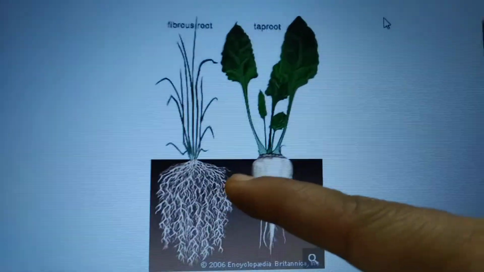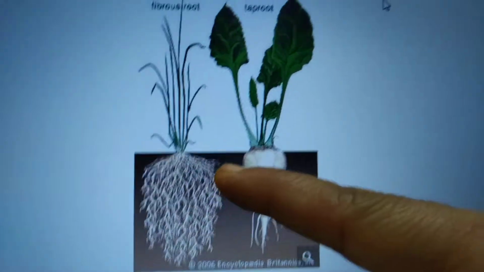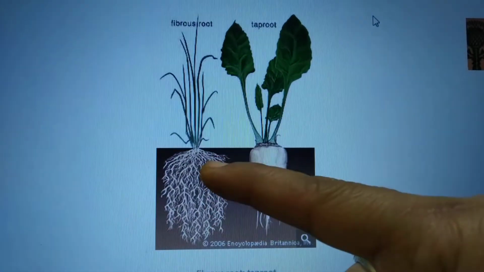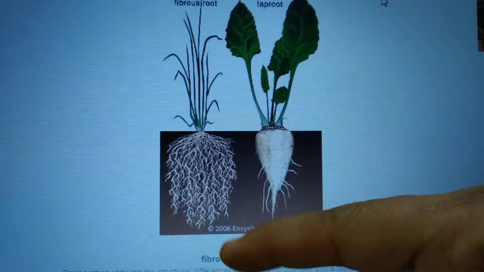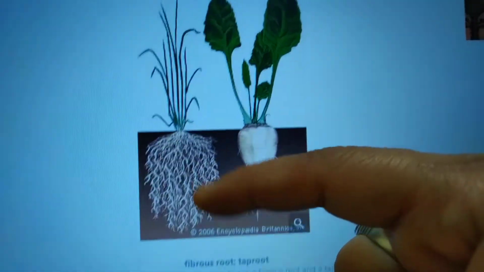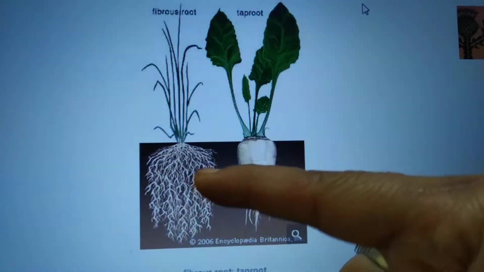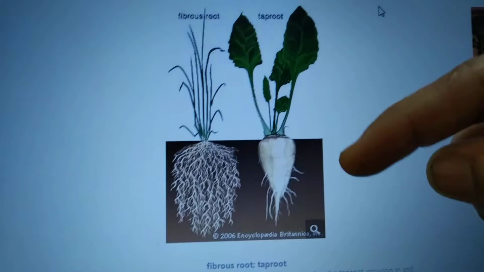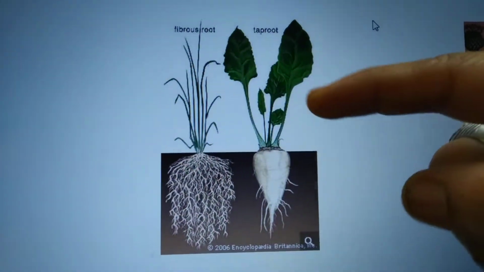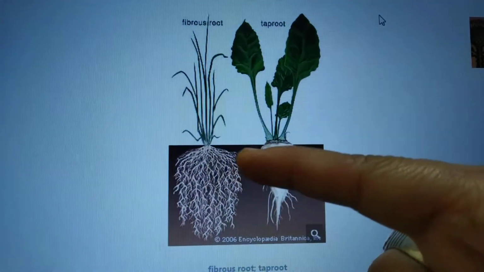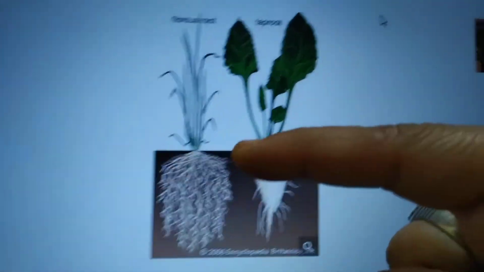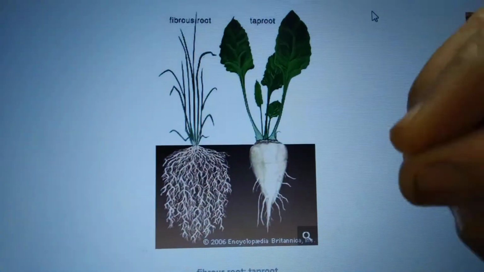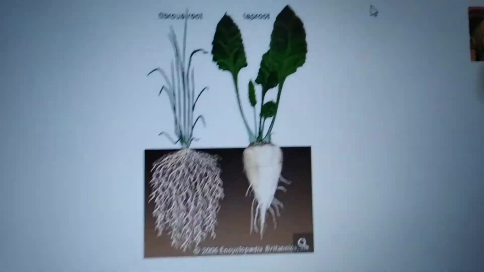Does it have a main root, children? No. It has no main root. The bushy roots grow from the base of the stem. So this is the grass, children. Are you observing these two figures, children? Now you are very clear about these types of roots, which is taproot and which is fibrous roots. Carrot also has taproot, children, and coconut tree, for example, will have the fibrous roots. Understood, children? These are the types of roots we have discussed, and we are very clear about this.